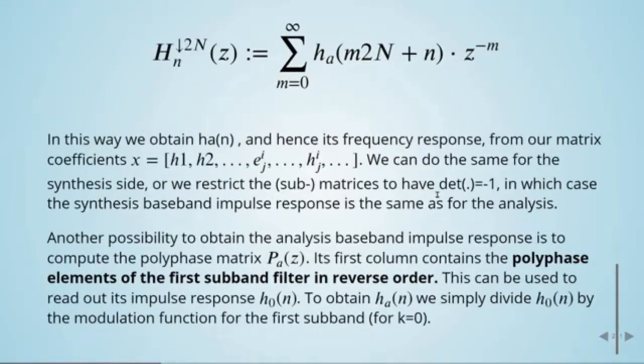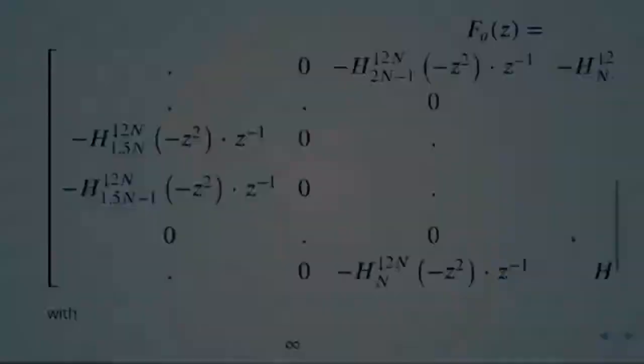Another possibility to obtain the analysis baseband impulse response is to compute the polyphase matrix PA of z. The first column contains the polyphase elements of the first subband filter in reverse order, and this can be used to read out its impulse response H0 of n. Then to obtain HA of n we simply divide H0 of n by the modulation function for the first subband, for k equals 0.